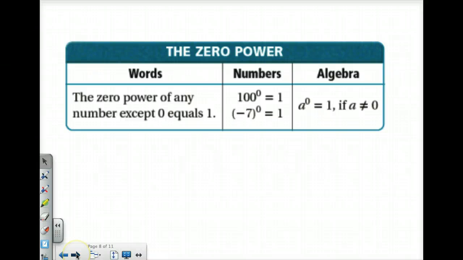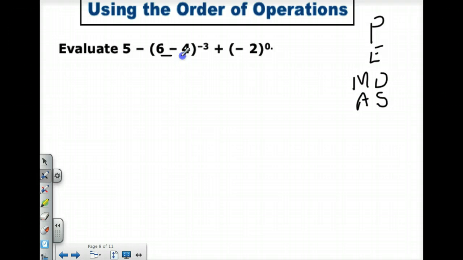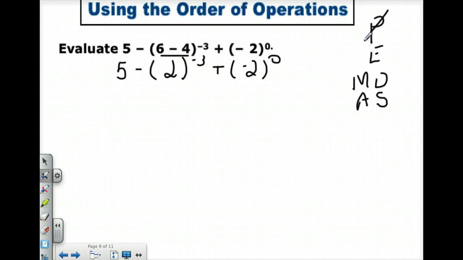All right, now let's move on to order of operations. Don't forget, because we're using order of operations, we should give ourselves a friendly reminder: Please Excuse My Dear Aunt Sally. All right, parentheses. Let's solve what's in the parentheses first. 6 minus 4 is 2. 5 minus, and in parentheses, we need a 2. Bring down our -3 as our exponent, plus -2 to the 0 power. Done with parentheses. Moving on to exponents.